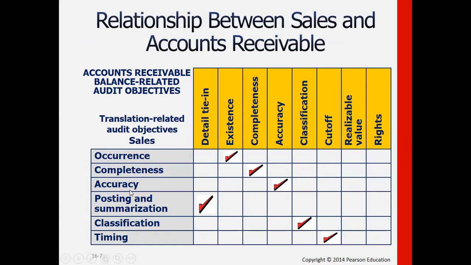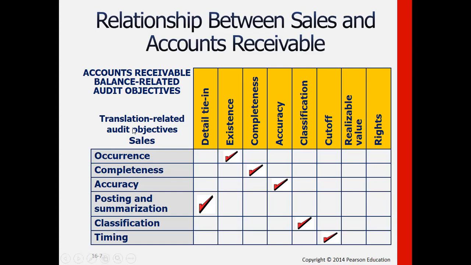So you can see here on our Y axis, or the vertical, we have the accounts receivable balance related audit objectives. If you can notice, the audit objectives are also termed as our management assertions. So these are the representations of the management as well as our evidences. So please be guided by the terms. Then occurrence down to timing.